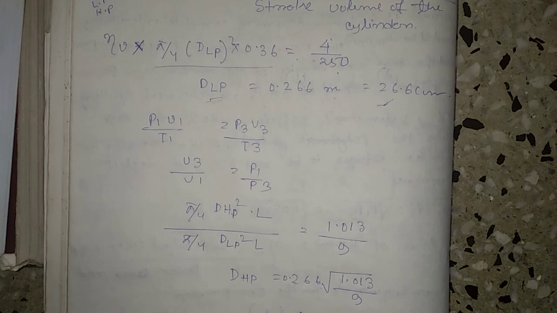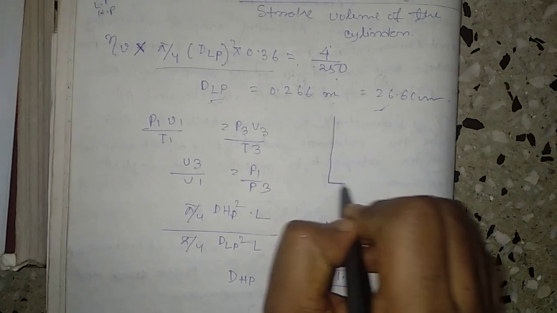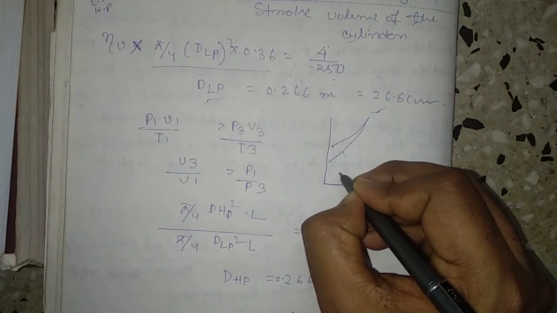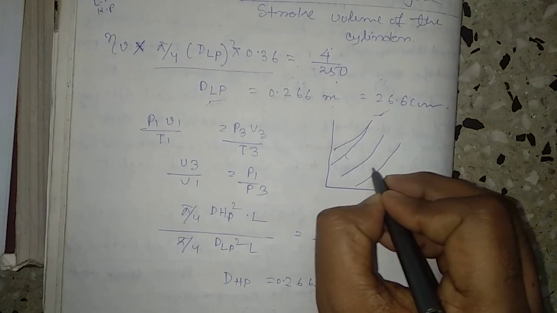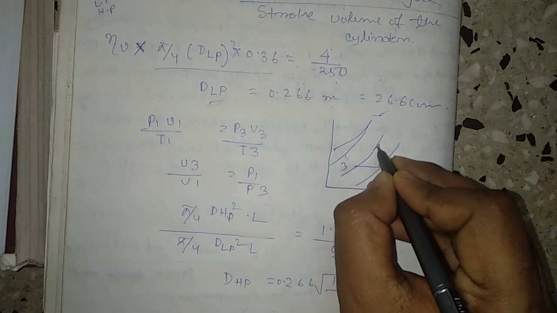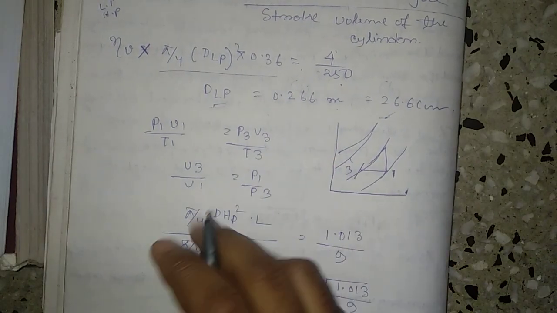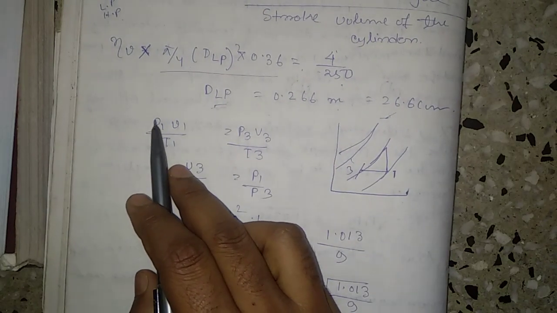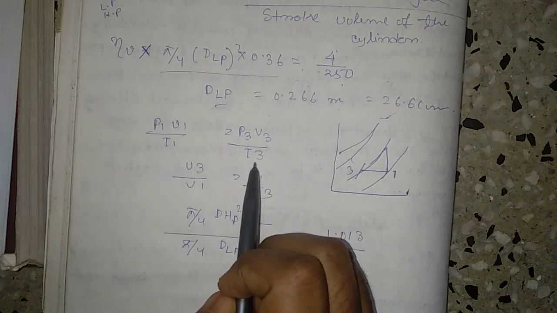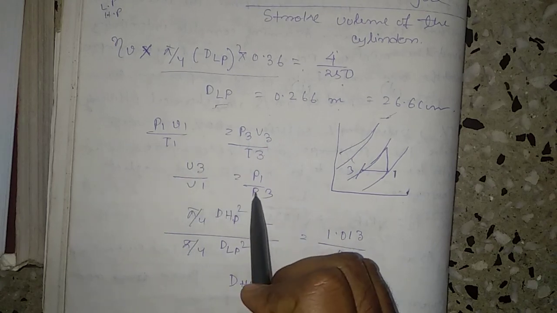How do you calculate it? As we know, for the intercooling process, there are three points, P1, P2 and P3. T1 is equal to T3, that is point 1 and point 3. Now for the compression process, P1 V1 by T1 is equal to P3 V3 by T3. As it is a constant pressure process, T1 is equal to T3. Ultimately the expression was V3 by V1 is equal to P1 by P3.